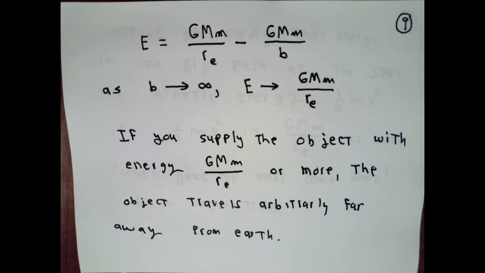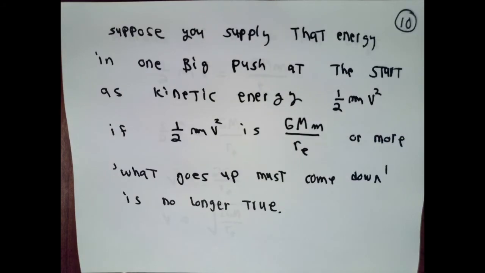If you let b tend to infinity, which would correspond to allowing the object to move arbitrarily far away from the center of the Earth, that corresponds with giving it an energy that is at least as big as G times capital M times little m over the radius of Earth. If I supply the object with that amount of energy or more, then the object will travel arbitrarily far away from the Earth. Now, I could supply the energy in a wide variety of ways.